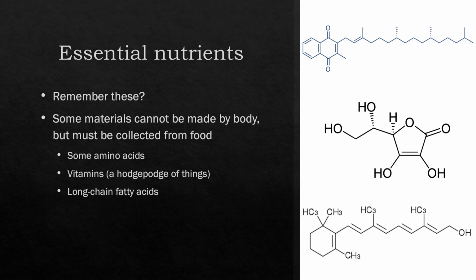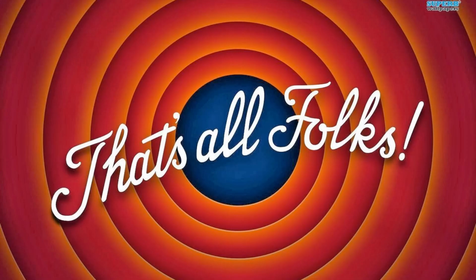Essential nutrients are no more than they can't be made by the body, so the body relies on some incoming material for that. I'd like to point out that this structure down here is wrong. It shouldn't be HC3, it should be CH3. All right, and that's all for the nutrients and animal digestion.